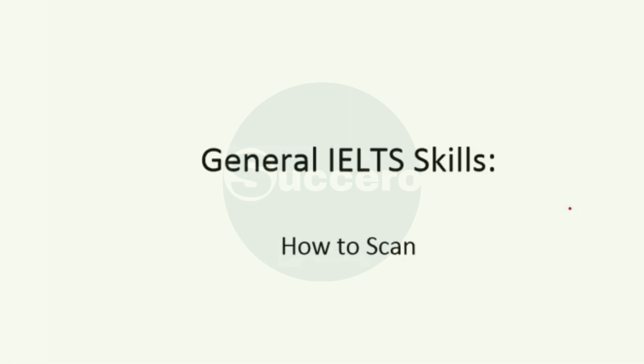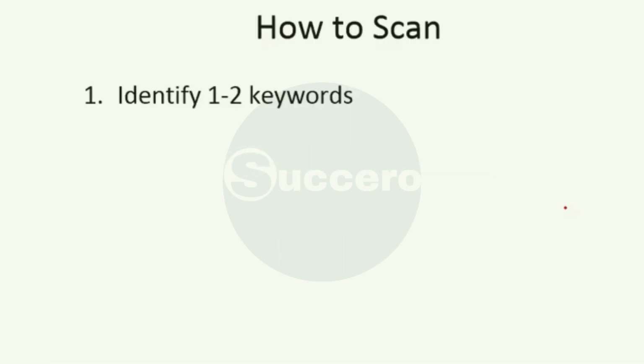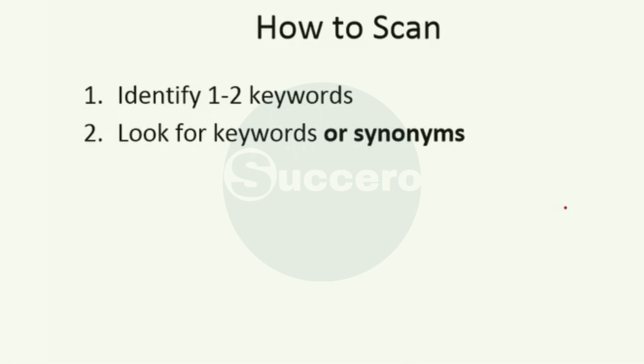So we're going to take a look at how to scan and how it's going to help you on your IELTS reading paper. Okay, so the first thing you do when you're scanning is you go to your question. When you're looking at your question, what you want to do is find one or two key words that you're going to search for in your reading passage to help you answer the question. Now, key words are really another way of saying synonyms, okay? These are the most important words in the question, but you can expect that when you look for them in the reading passage, they're not going to be exactly the same as in the question.